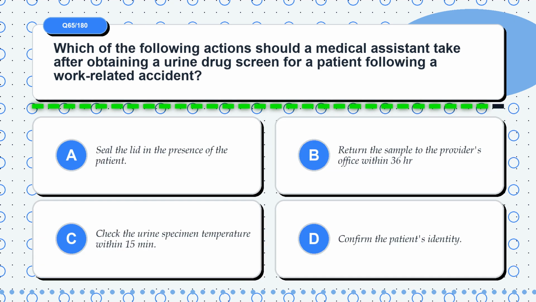Question 65. Which of the following actions should a medical assistant take after obtaining a urine drug screen for a patient following a work-related accident? Here are the options. Option A. Seal the lid in the presence of the patient. Option B. Return the sample to the provider's office within 36 HR. Option C. Check the urine specimen temperature within 15 min. Option D. Confirm the patient's identity.